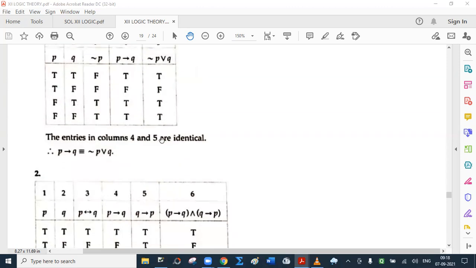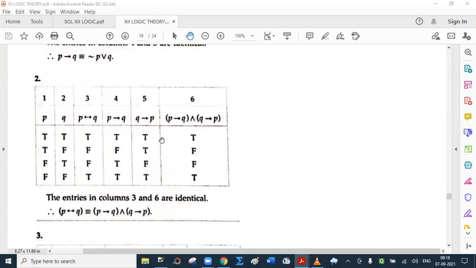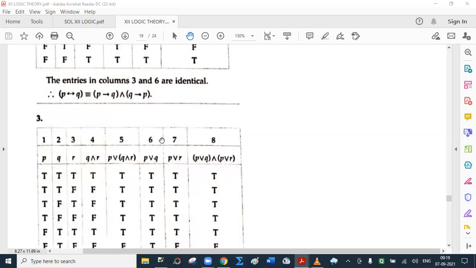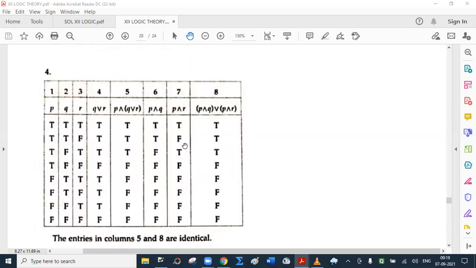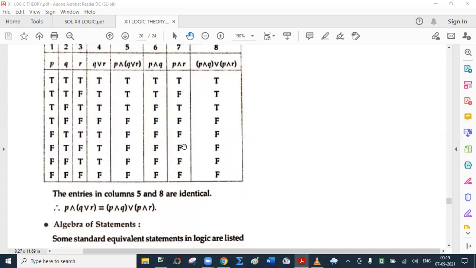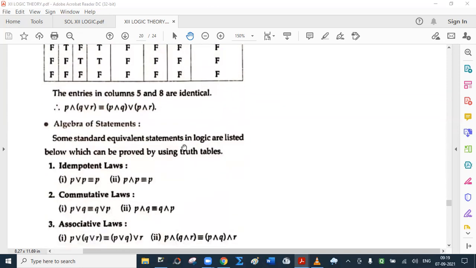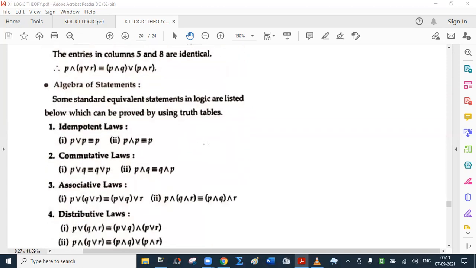Now, if you want, you can construct a truth table to verify this. Okay. So these results are standard results. You can directly use them. Now, this part is again important. Algebra of statements. Some standard equivalent statements in logic are listed, which can be proved by using truth tables.